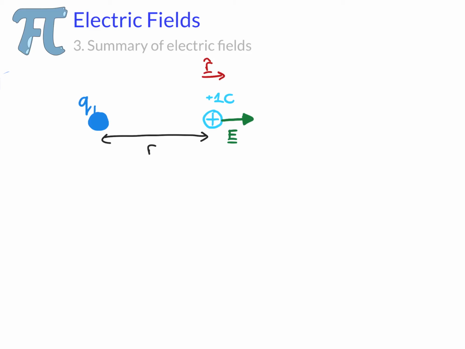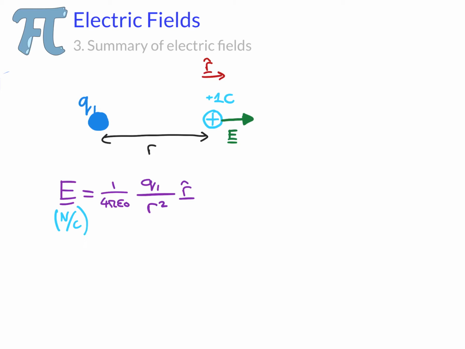We found that the expression for this force was as follows, and that it points in the r hat direction, which is away from the other charge. Since this is the force on a unit charge, we call it the electric field E around the charge Q1. And it has units of newtons per coulomb, force per unit charge.